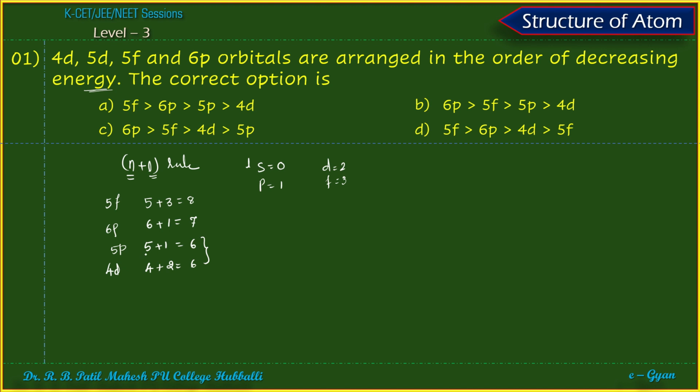In such cases, we follow the n plus l rule, where the higher the n value, the higher is the energy. I repeat, the higher the n value, the higher is the energy. Therefore, 5p will have higher energy than 4d. 5p has less energy than 6p because the value is less. Next comes 6p and finally we have 5f. That is, the given option A is the correct way of representing the decreasing order of energies. Question number 1, option A.